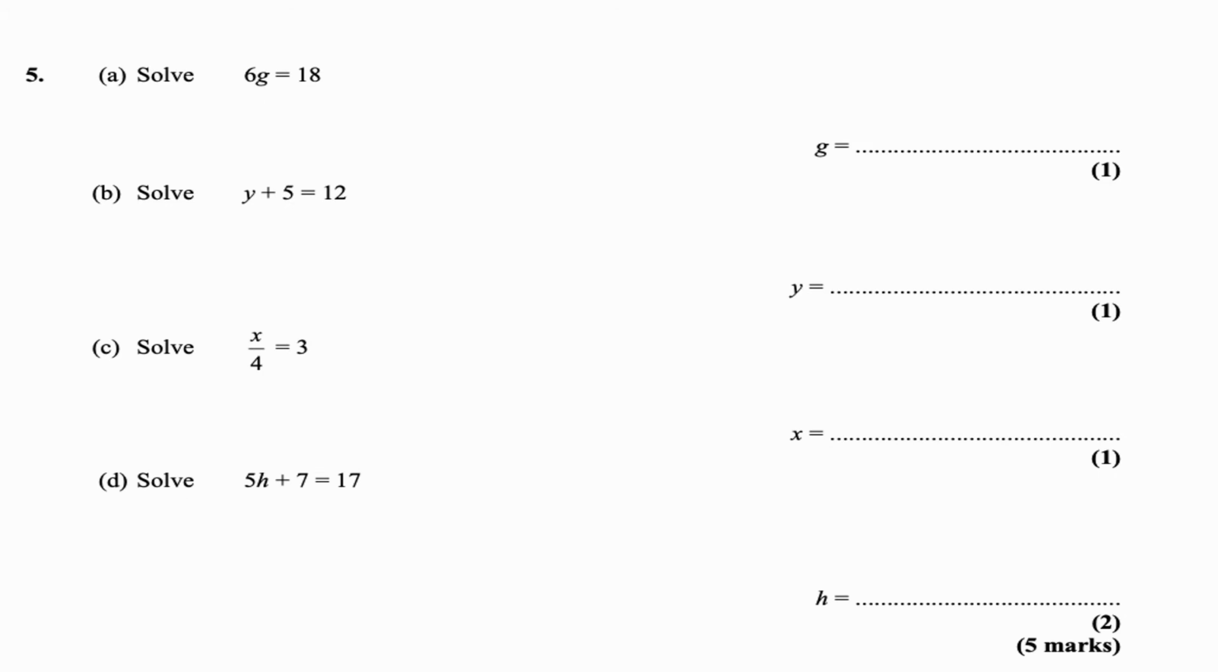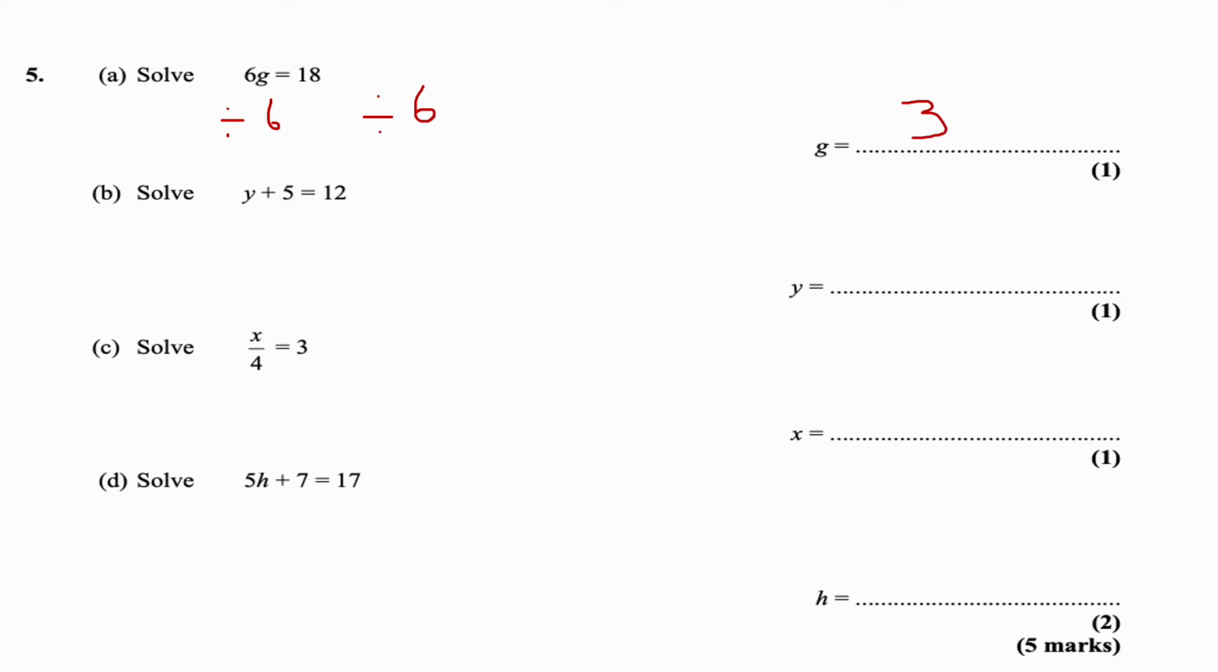This is question number 5, guys. 5 part A. Solve 6g is equal to 18, while dividing both sides by 6, guys, because 6g means 6 times g or g times 6. So the opposite operation is to divide by 6. 18 divided by 6 is 3, guys.